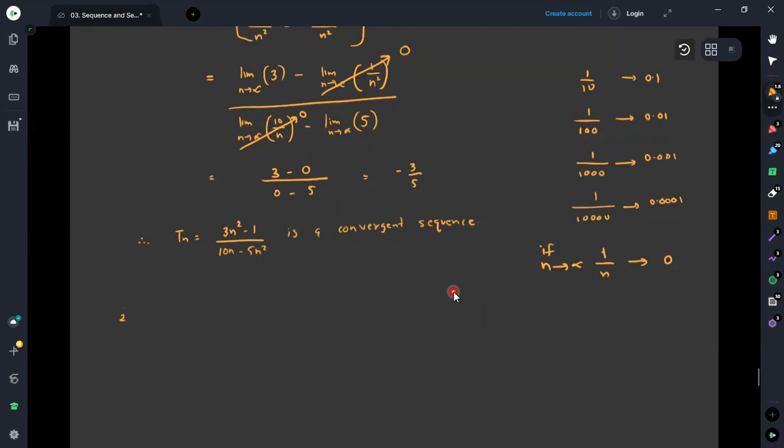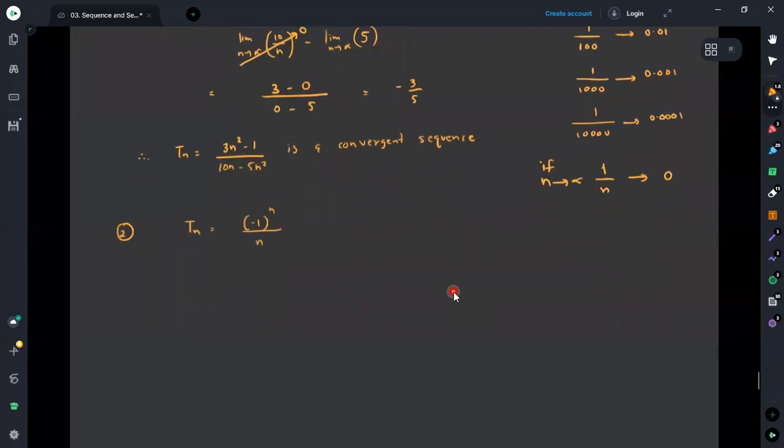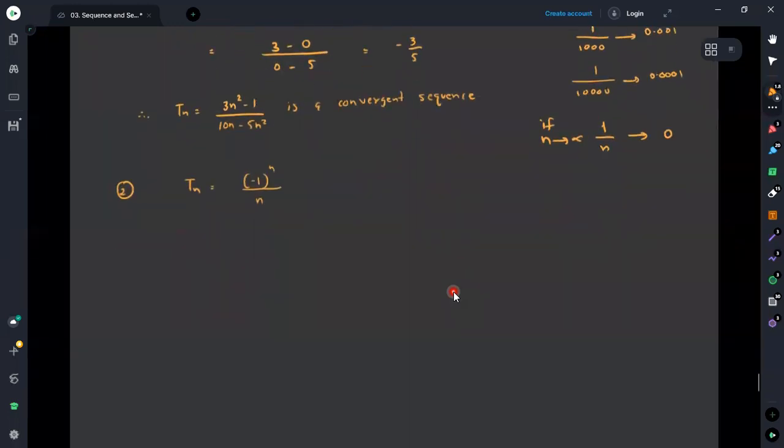The next example I am taking: if Tn is given as (-1)^n divided by n. Here also we need to find out whether it is convergent or divergent. We need to find out what will happen to this sequence as n goes to infinity. Then we can take the limit of the sequence as n goes to infinity of (-1)^n divided by n.